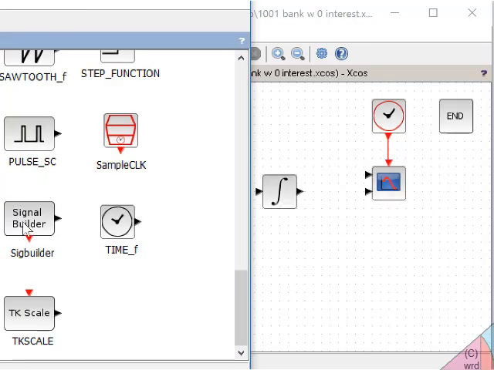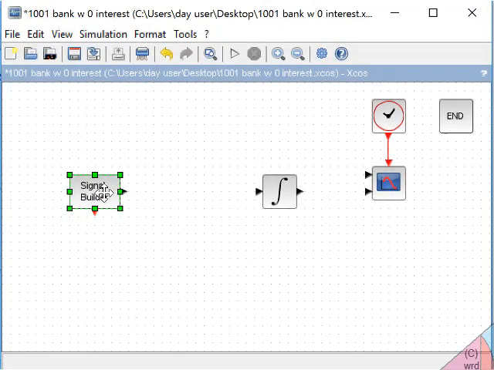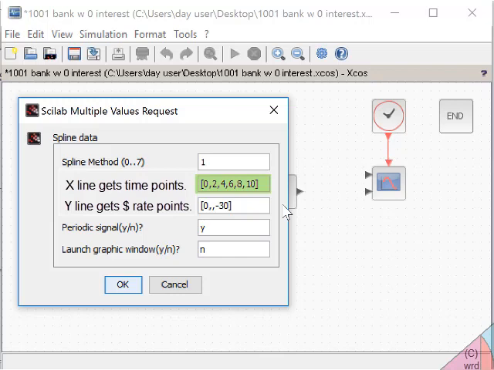From the parts pages, I get a scheduling block for my deposit and withdrawal plan. This one is called Signal Builder. It watches the system clock and sends deposit or withdrawal rates on cue. Let's click Open Signal Builder and load it. There are 2 lines for entries. The top line contains the time points when we change deposit or withdrawal rate. The bottom line is for the new values of deposit or withdrawal rate.